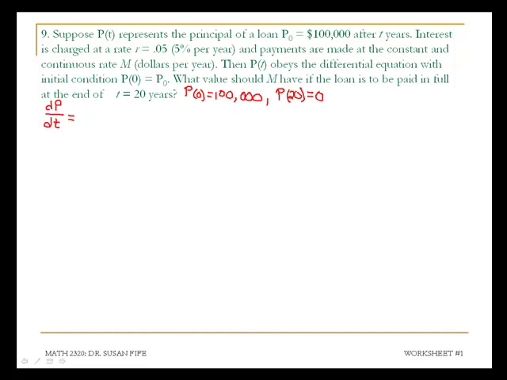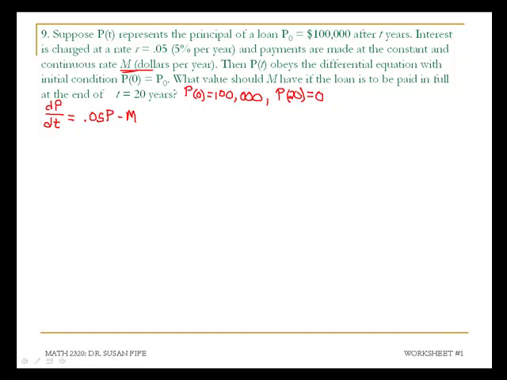Now let's see what's happening to the rate of change of principal with respect to time, dP/dt. Every year the interest is adding 5% based upon the amount of principal at the beginning of the year. So I'm going to add on 0.05 times P each year. But then every year payments are being made at $m per year. That's going to be subtracted off. So your principal is increasing by 5% and it's decreasing by $m.